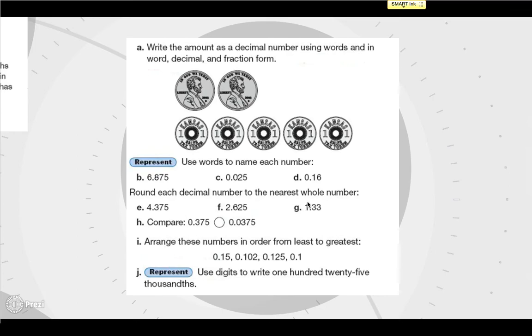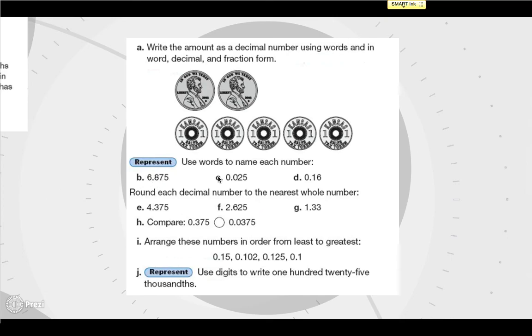So you're going to write these amounts as a decimal number using words and in decimal and fraction form. Whatever this amount is, remember what these are? These are mils. These are your thousandths place, if you don't remember. So this is 2 pennies and 1, 2, 3, 4, 5 mils. Try to figure out what that is. If you have any questions, feel free to write those questions on the back so you remember them in the morning. These are pretty simple too.